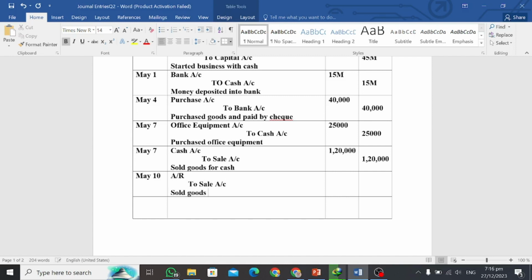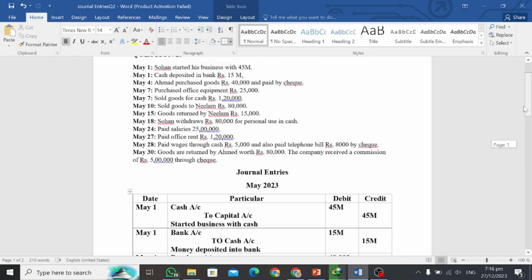Sold goods to Neelam on credit. The amount to be debited is 80,000 and the amount to be credited is 80,000. So let's see other transactions.